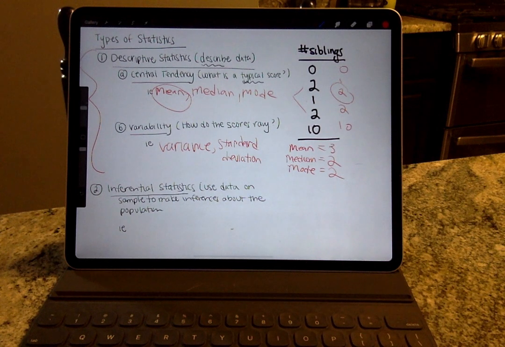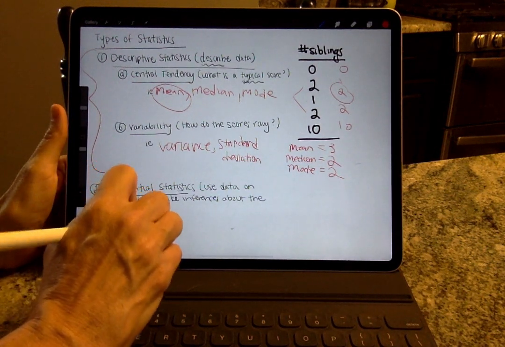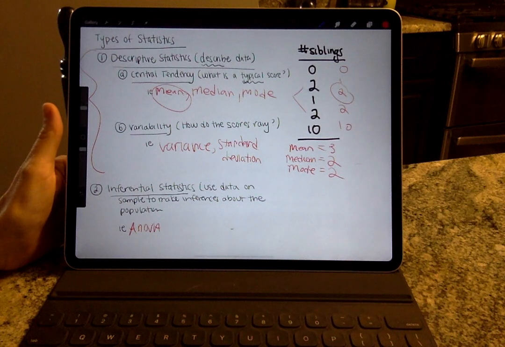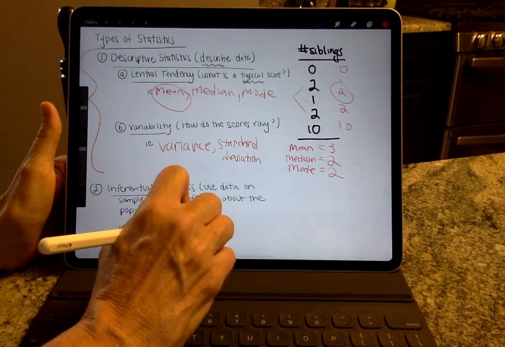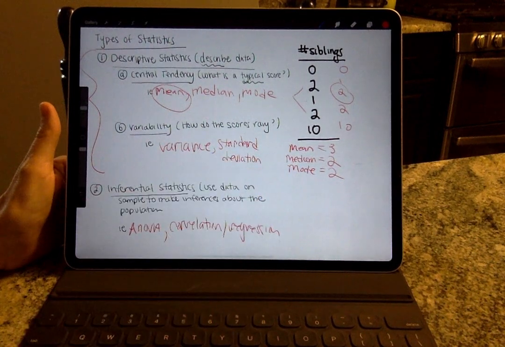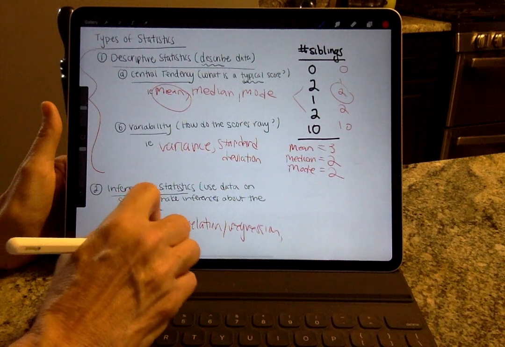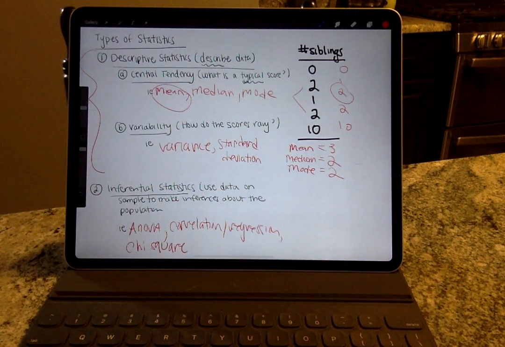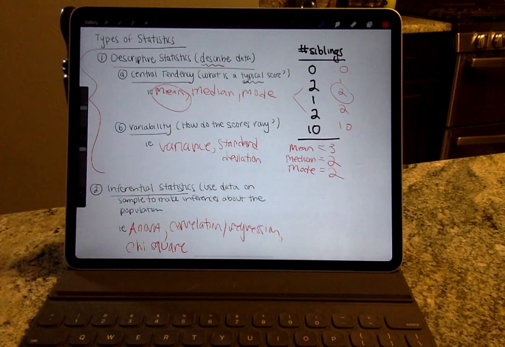There's many, many types of inferential statistics. I'm going to talk about 3 right here. The first one is called the ANOVA, which is the analysis of variance. The second one is correlation and regression. And the third one is something called the chi-square. I know that looks like chi-square, but it's actually pronounced chi-square. Again, there's many different types of inferential statistics beyond these, but I put these 3 on here in particular because they will be the focus of our class.